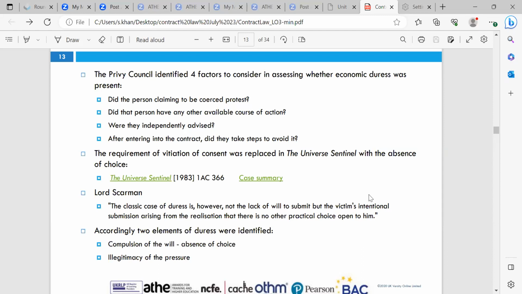The requirement for vitiation of consent was replaced in the Universal Sentinel with the absence of choice, as in the case of Universal Sentinel 1983, where Lord Scarman stated that the classic case of duress is, however, not the lack of will to submit, but the victim's intentional submission arising from the realization that there is no practical choice open to him. Accordingly, 2 elements of duress were identified: compulsion of the will, or absence of choice, and illegitimacy of pressure.